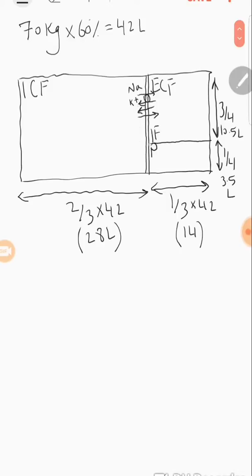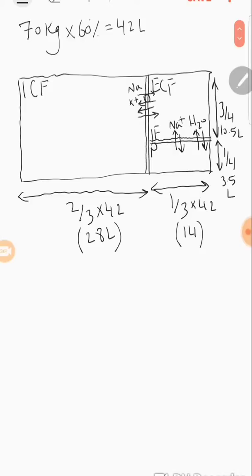Now let's have a look at what separates the interstitial fluid and plasma. Well, that's the vessel wall, essentially, at the capillary level. And this wall is permeable to both water as well as sodium freely.